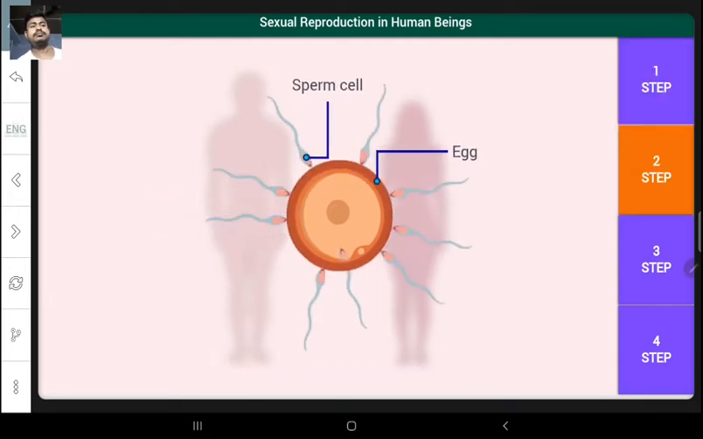When sperms come into contact with an egg, the nucleus of one of the sperms fuses with the nucleus of the egg to form a single nucleus of a zygote, which eventually develops into the baby. This process is known as fertilization.